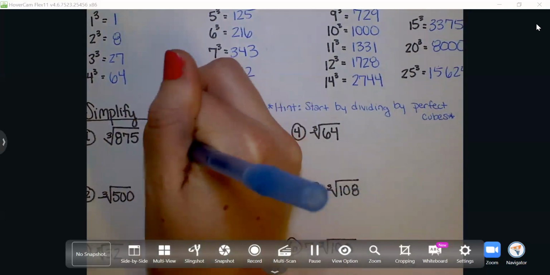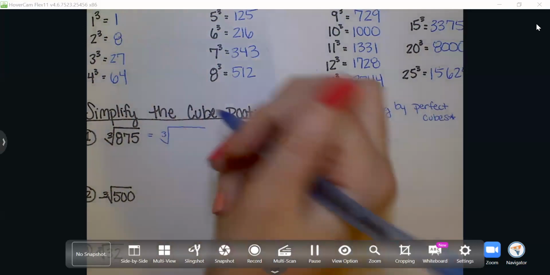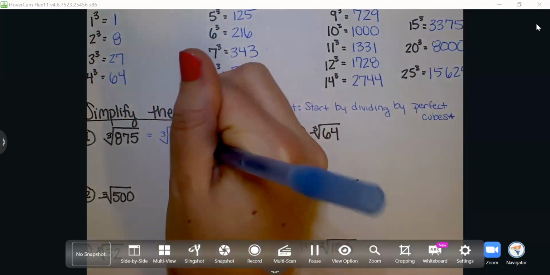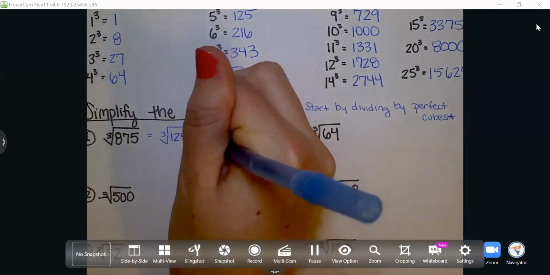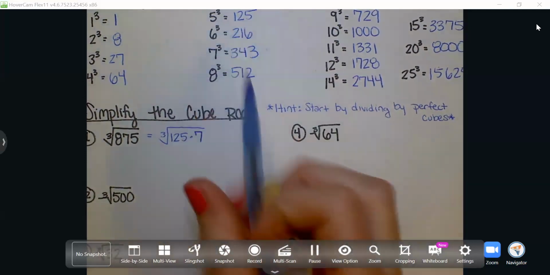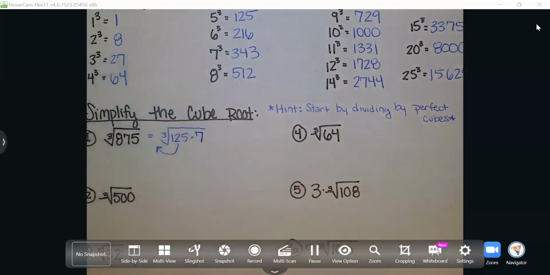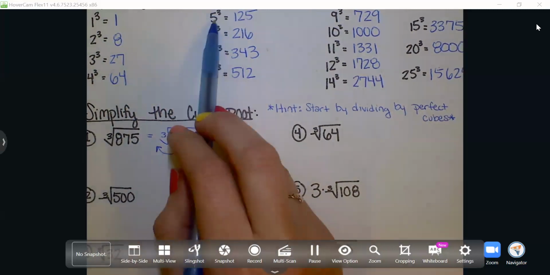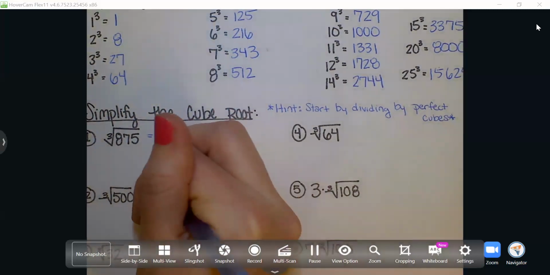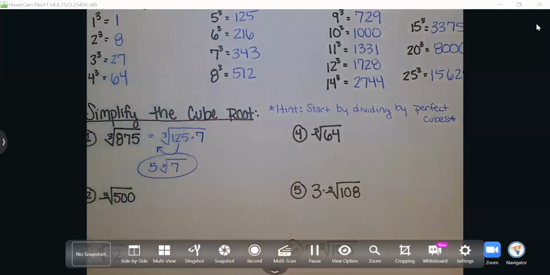So let's break this down. I'm going to have that cube root symbol with the little 3 in there, and I'm going to have 125 times 7. 125 is a perfect cube, so it gets to break out of that little cube root jail. So the cube root of 125 is 5, and I'm left with the cube root of 7 underneath.